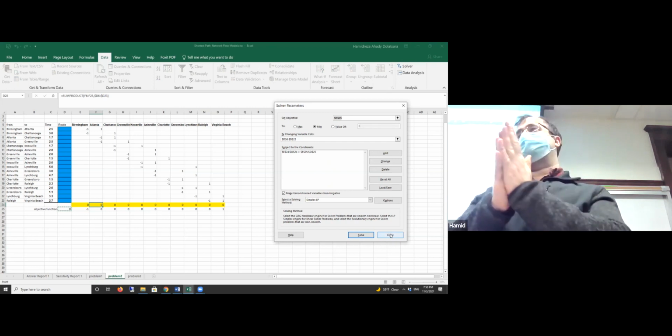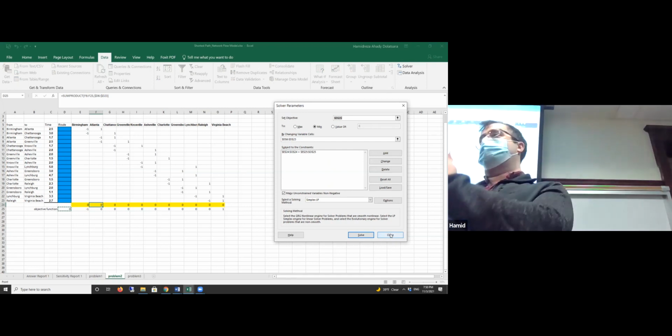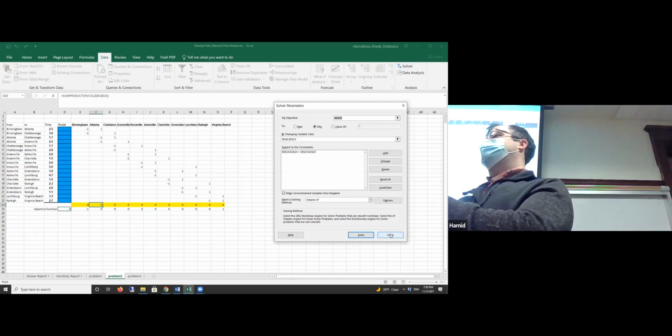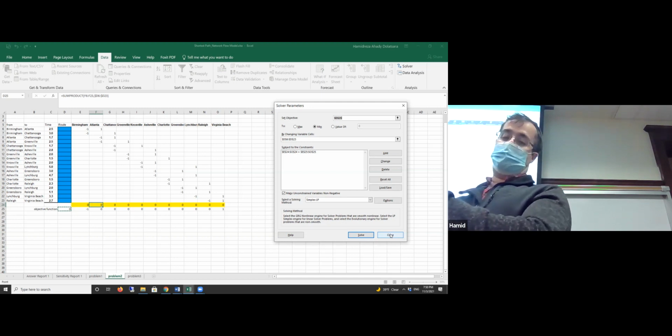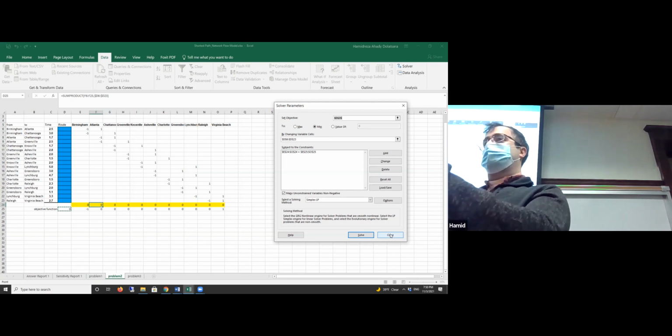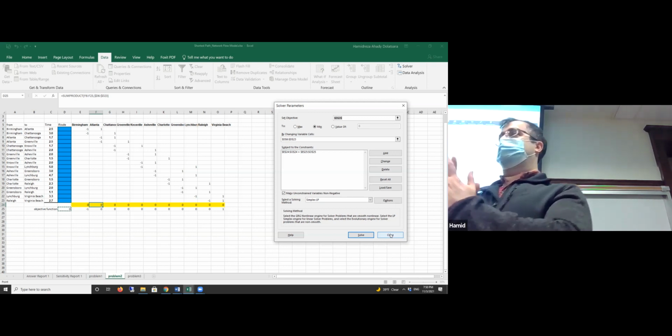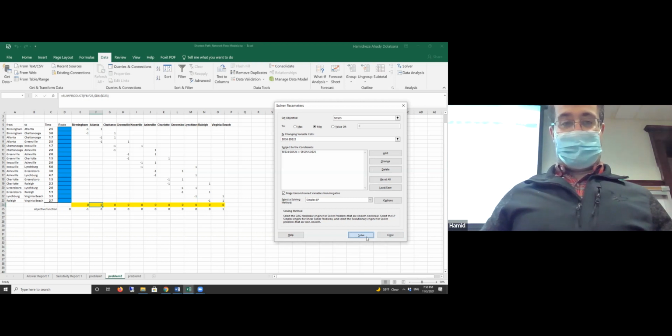This constraint just means you either never come in, never come out, or if you come in, you should go out. Otherwise, 0 never equals 0. So let's solve it.